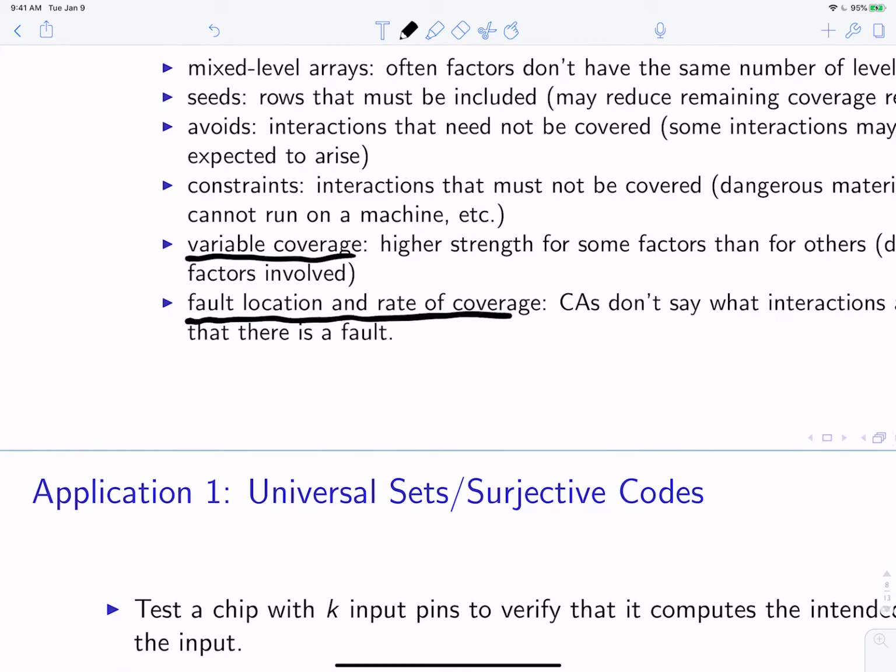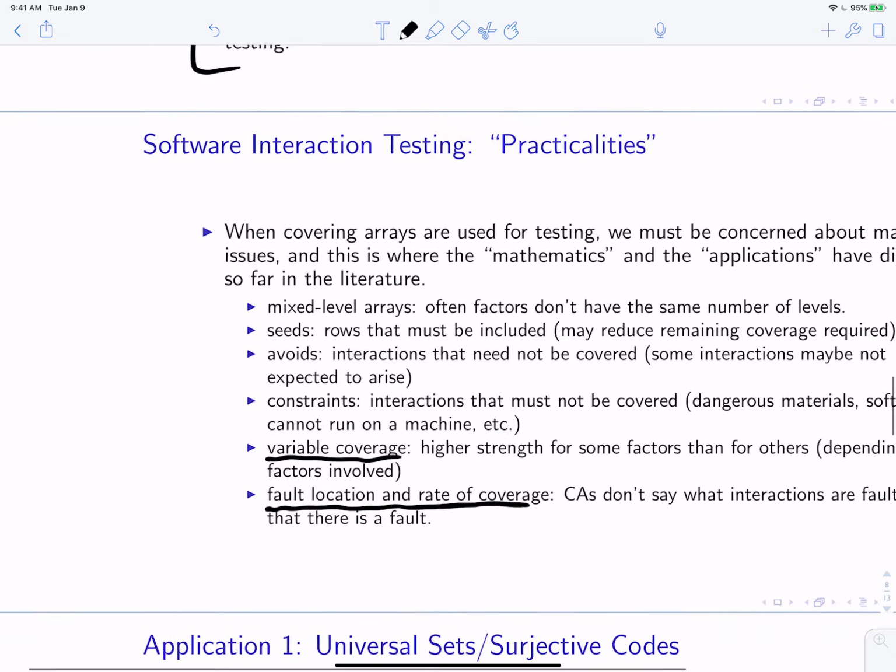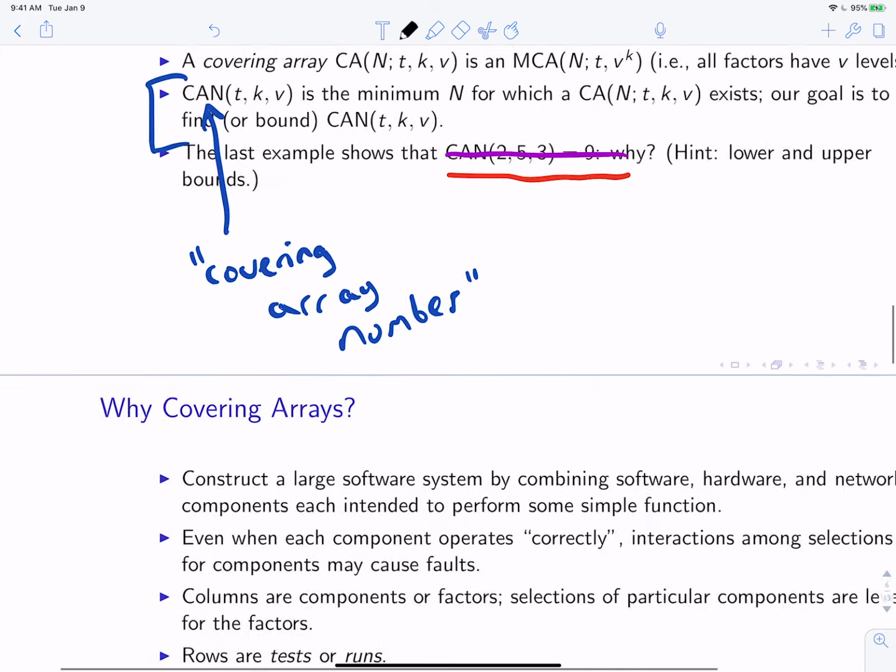So there's been a lot of work there, and there's actually been a lot of work on this last one too, especially the first one, which is fault location. So a covering array doesn't actually tell you, hey, these two components cause the fault in this system. It just tells you there is a fault in the system. So you may want to think, okay, well, if there is a fault in the system, I want to know what it is. How do I identify which one it is? So you can actually try to do this with covering arrays in some sense.